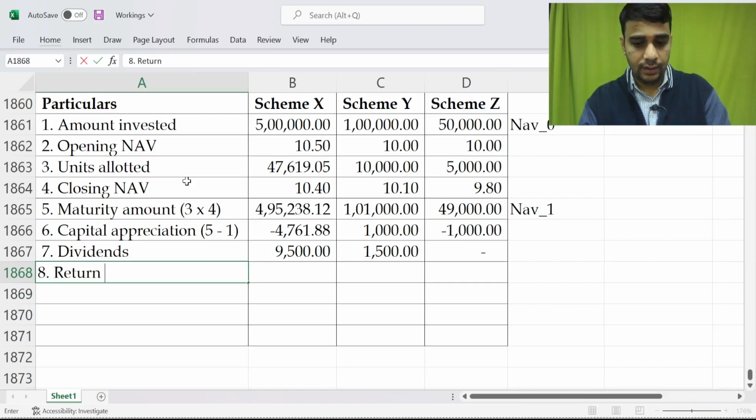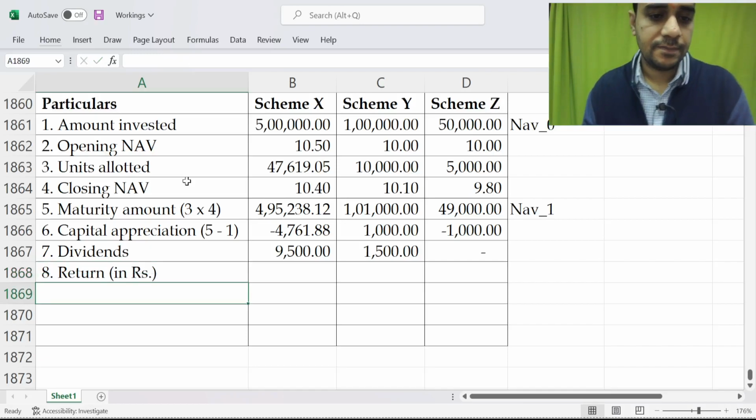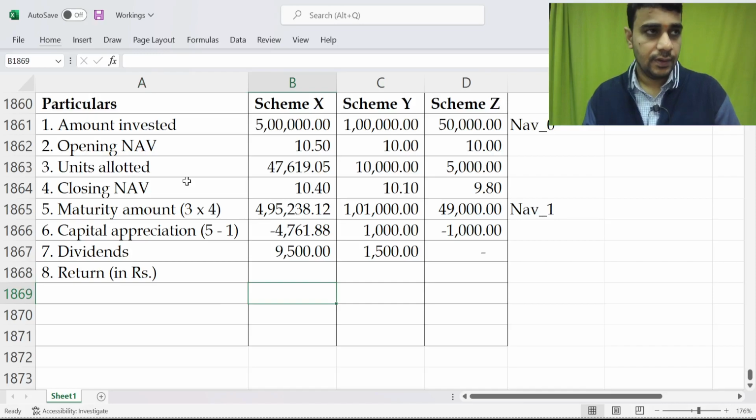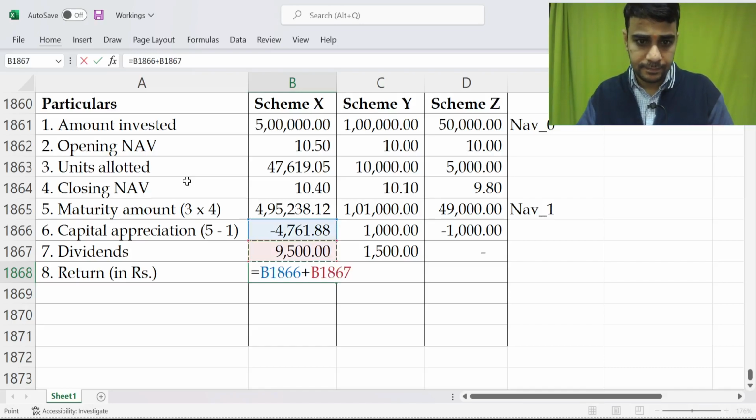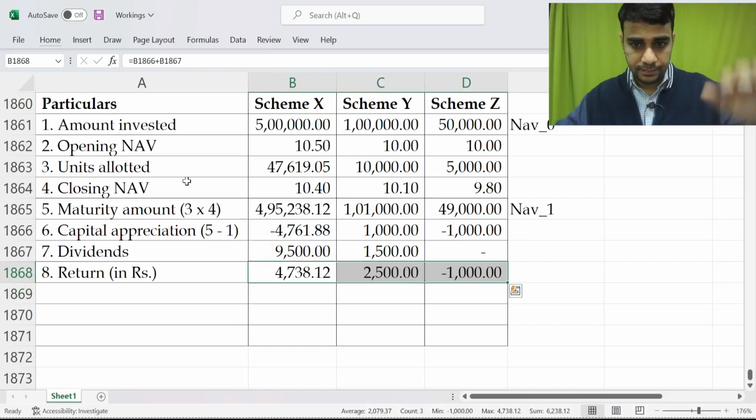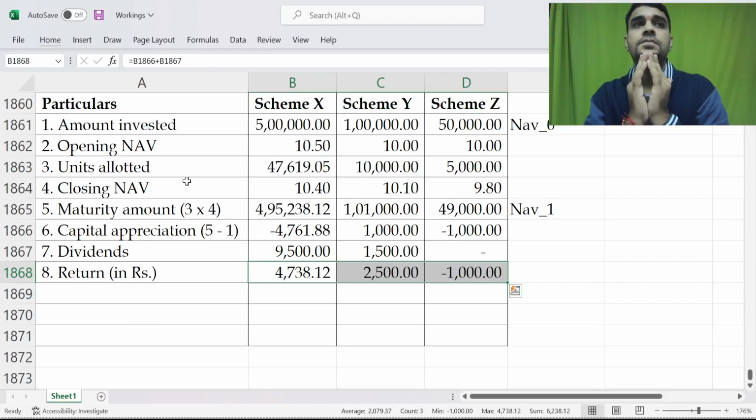Return in rupees. What is return in rupees is NAV1 minus NAV0 plus D1 plus CG1. NAV1 minus NAV0, which is your capital appreciation, dividends. Clear?